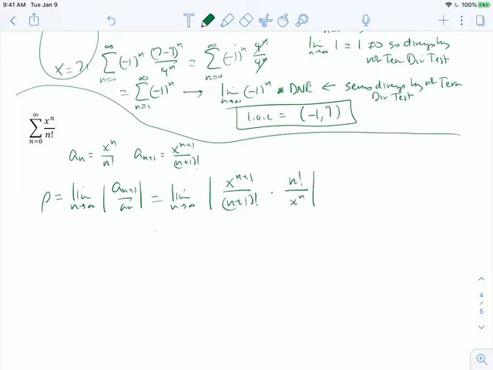Well, remember what we've seen in the past. We can write x^(n+1) as x times x^n. I can write (n+1) factorial as n plus 1 times n factorial. So I get lots of cancellation here. I get the limit as n goes to infinity of the absolute value of x over n plus 1.